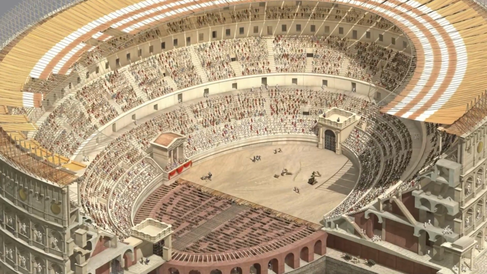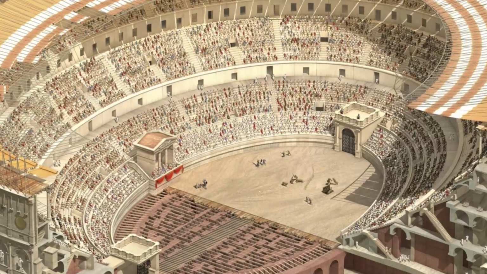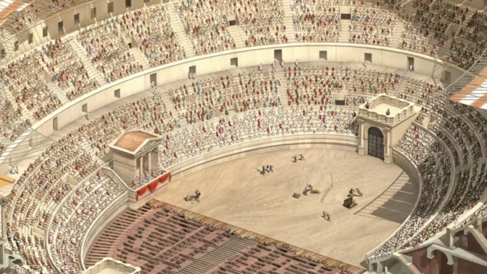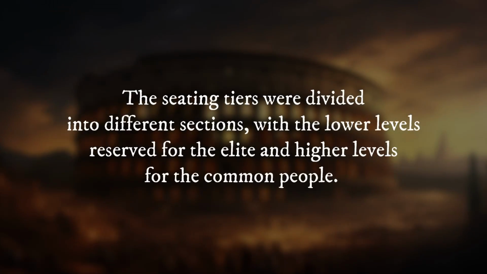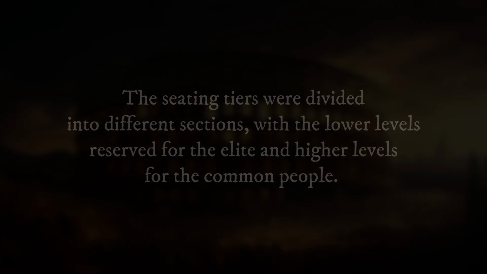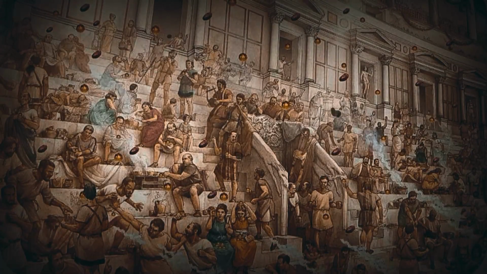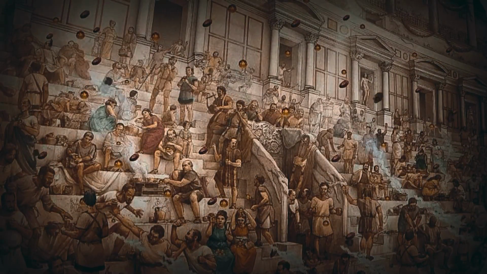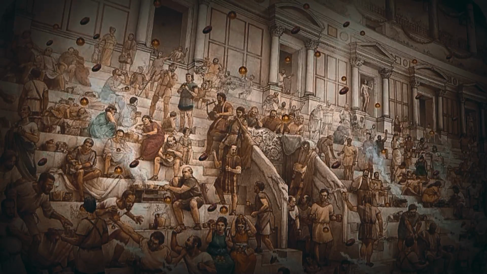The tiered seating arrangement was a key innovation, reflecting a societal focus on inclusivity. The seating tiers were divided into different sections, with the lower levels reserved for the elite and higher levels for the common people. This design not only facilitated efficient crowd management, but once again emphasized the social hierarchy within Roman society.